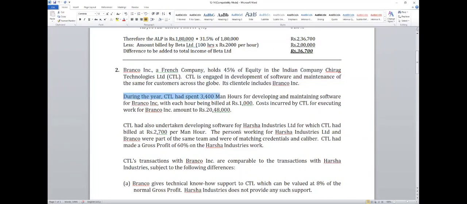During the year, CTL had spent 3,400 man-hours for developing and maintaining software for Branco Inc., an associated enterprise, with each hour being billed at 1,000. 3,400 man-hours billed at 1,000. How much have they billed? 3,400 times 1,000 is 34 lakhs. They have billed 34 lakhs.